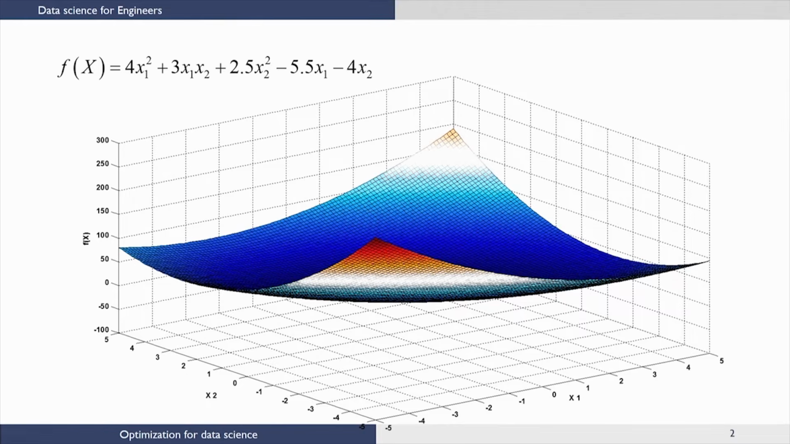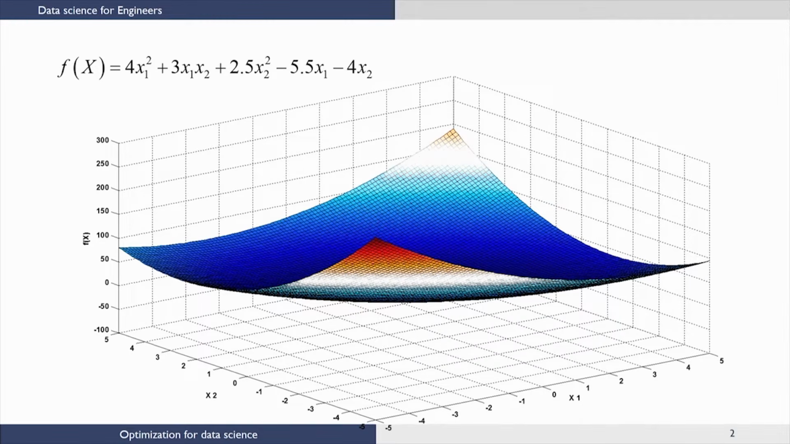Let us look at a function f of x, which is 4x1 squared plus 3x1 x2 plus 2.5 x2 squared minus 5.5 x1 minus 4 x2. We are interested in minimizing this function. As you can notice, this is a function of two variables, x1 and x2. So, there are two decision variables that we can choose values for to minimize this function.